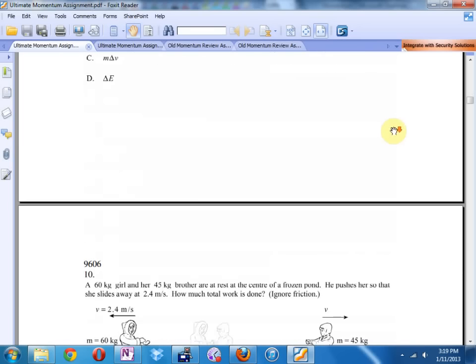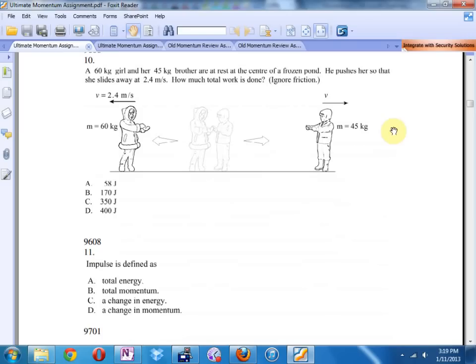Show me an explosion. 10 is an explosion, but that's technically a linear explosion. What do I mean by an explosion? Hey, your initial momentum was zero. You know what your final momentum's got to be then? Zero. But this is nice and linear.